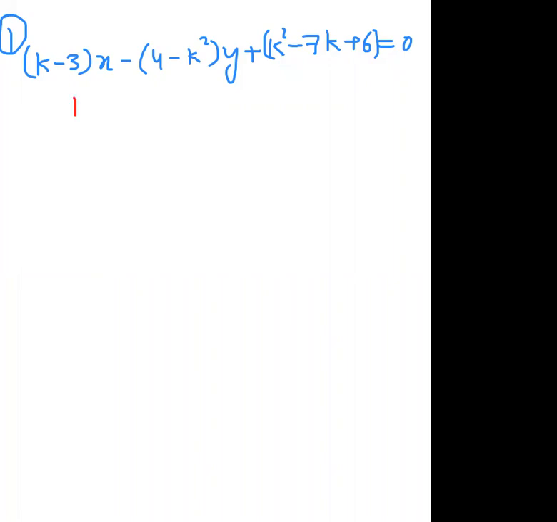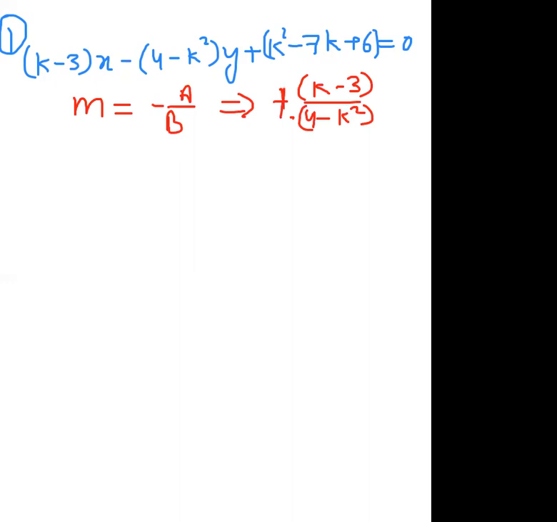Slope m is equal to minus a upon b. That is, minus a is the coefficient of x, which is k minus 3, upon 4 minus k square, with the negative sign. So it will become negative into negative, positive.